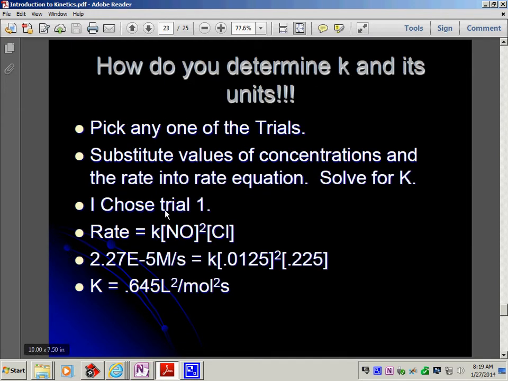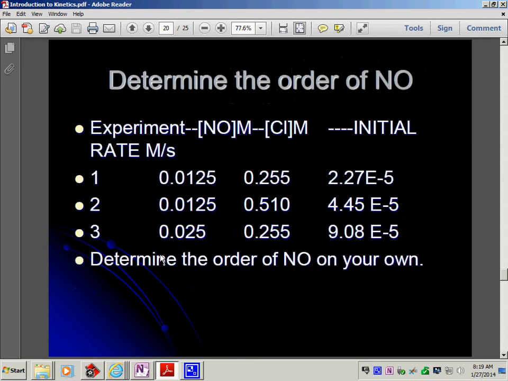Now, how do you determine K and its units? Well, because it's mathematical, we're doing just simple algebra here. Pick any one of the trials you'd like. Substitute the values of the concentrations and the rate into the rate law equation. So I'm going to go back to my data and pick any one of these trials you want.